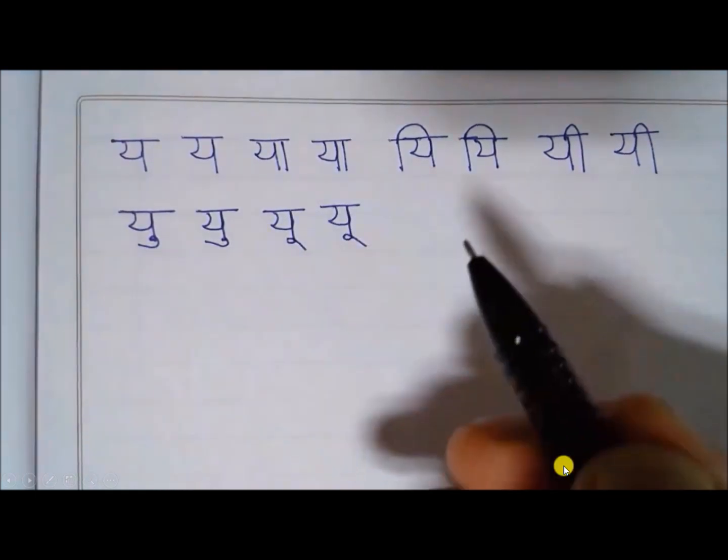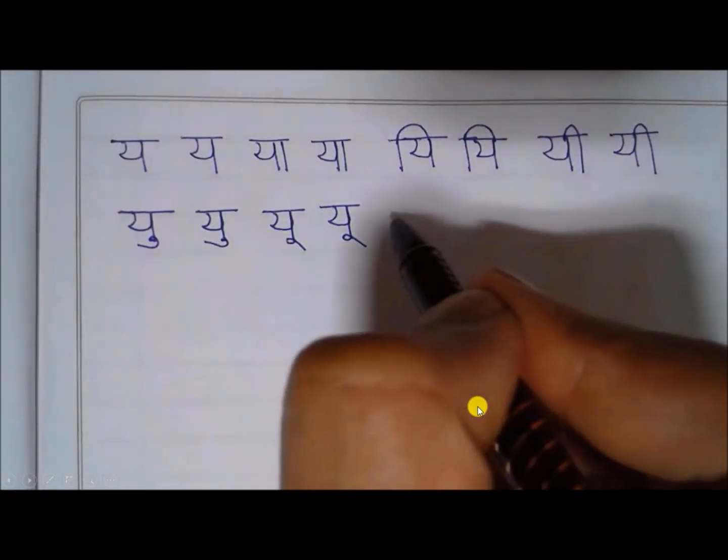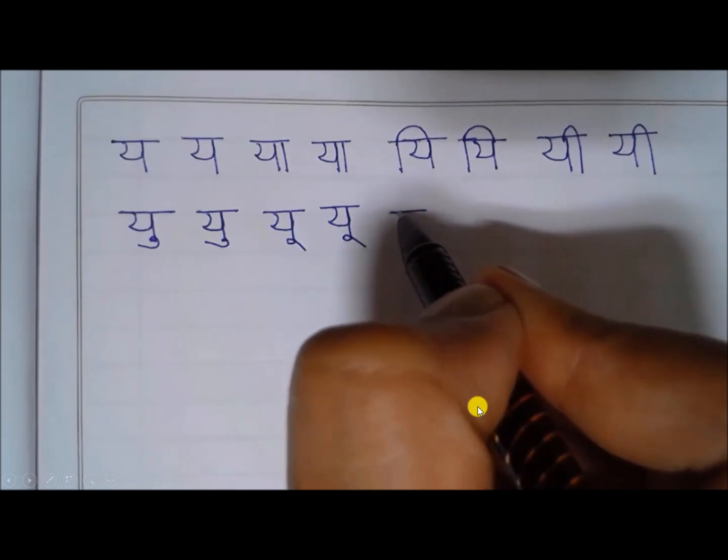The next sound is ye. You get this sound ye when you add y to e. Y plus e equals ye. Ye is pronounced like ye in yen. And ye is written like this.